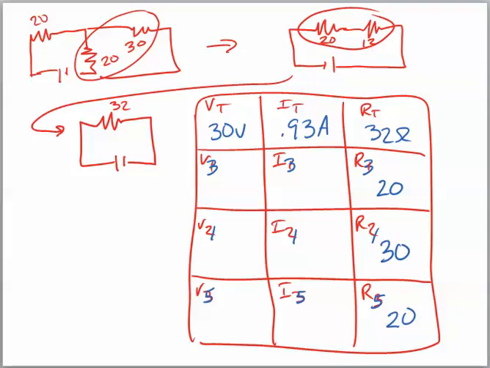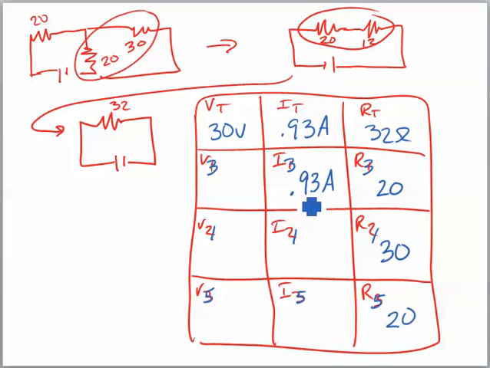Okay, at this point we said that resistor 3 up here, this first one, was in series. I know that in a series circuit they all get the same current, so I'm going to put 0.93 amps. I can't put that for resistor 4 and resistor 5 because they're hooked up in parallel. So right here the current's going to split. But I do know that this is 0.93 amps.